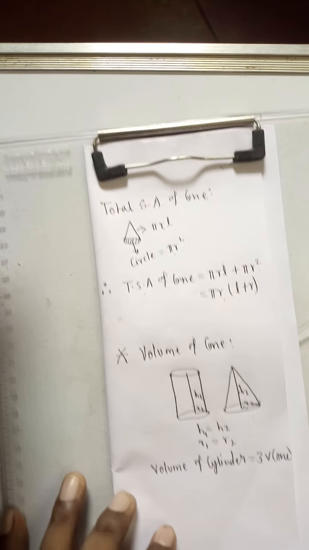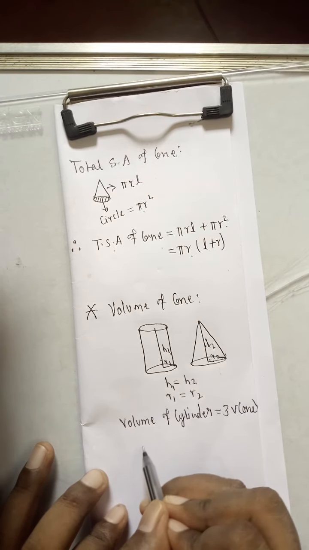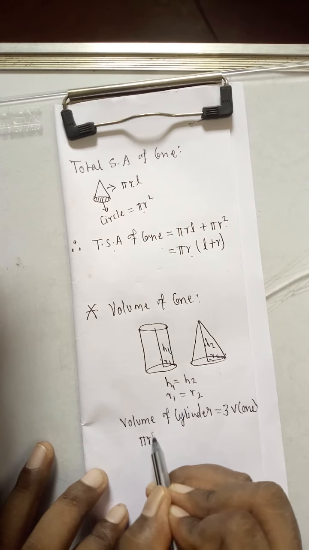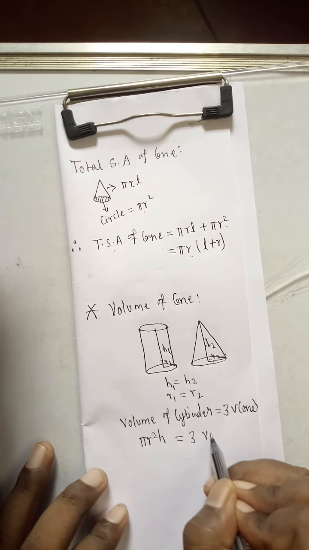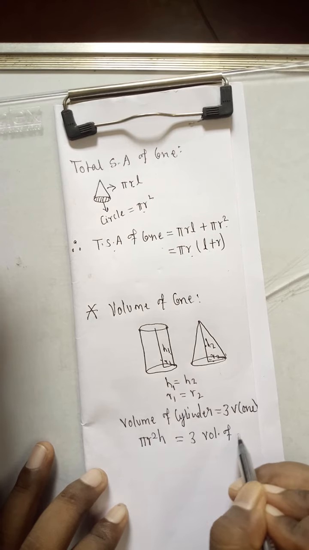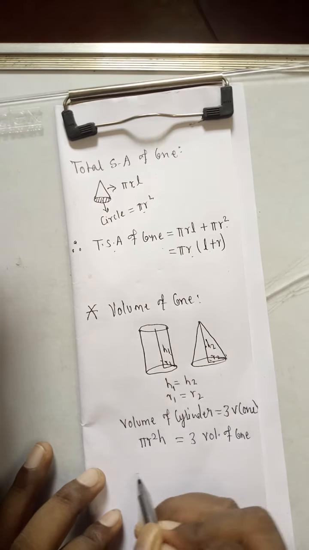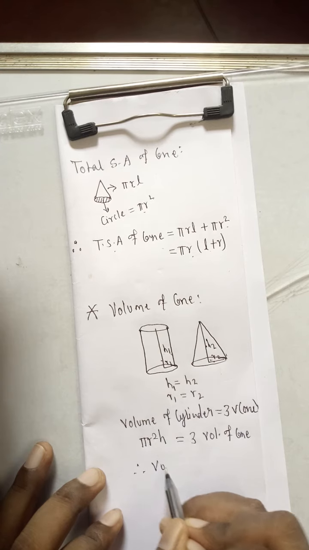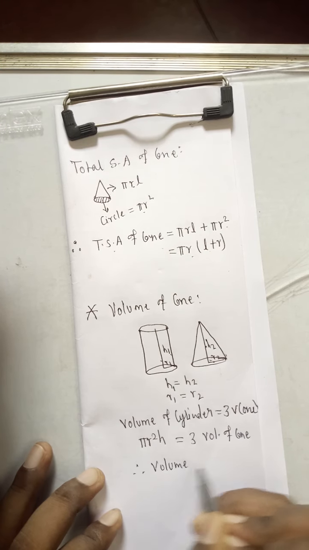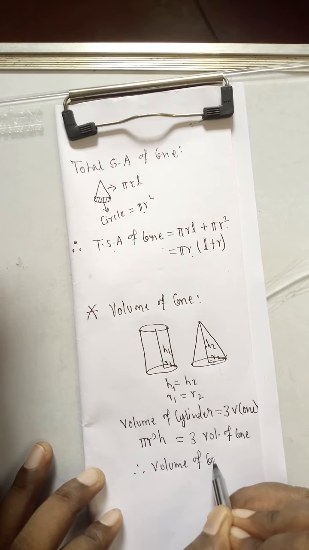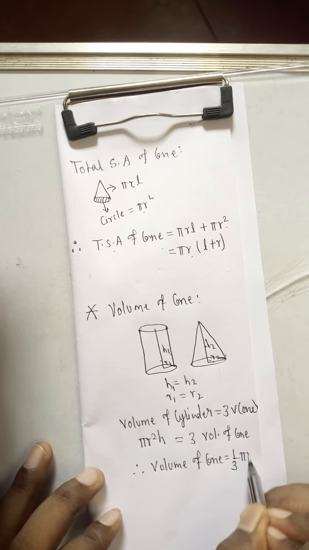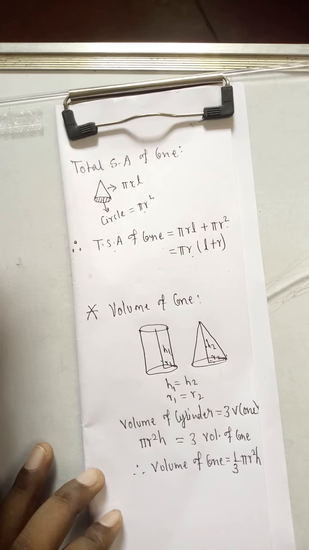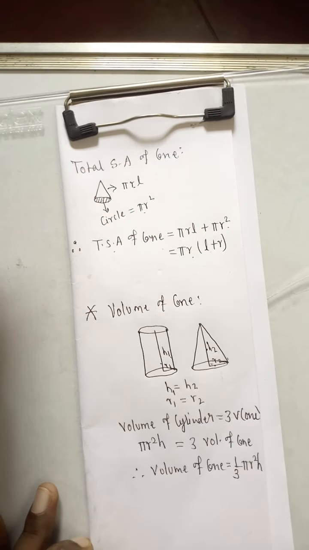And friends, already we know what is the volume of cylinder? Pi r square h is equal to 3 times volume of cone. Therefore, what is volume of cone? Volume of cone is equal to 1/3 pi r square h. I hope it is clear to you all.